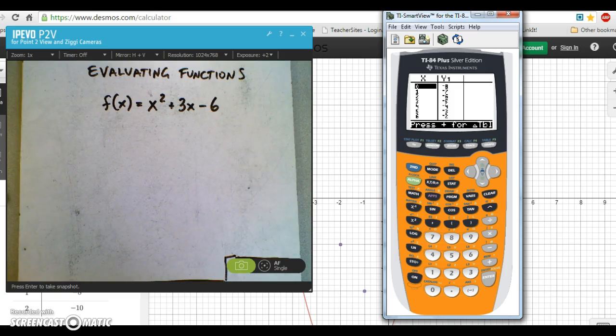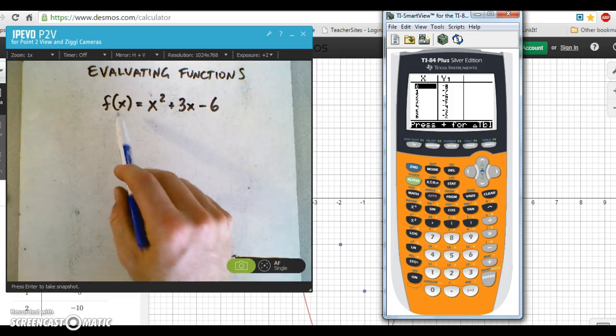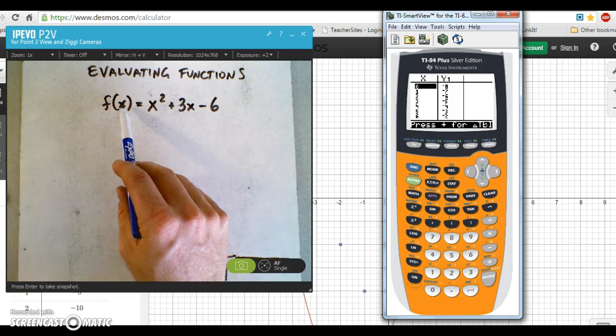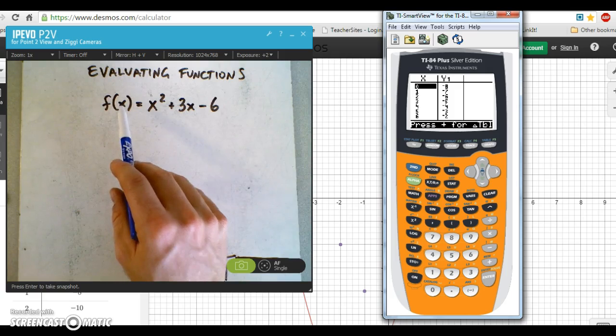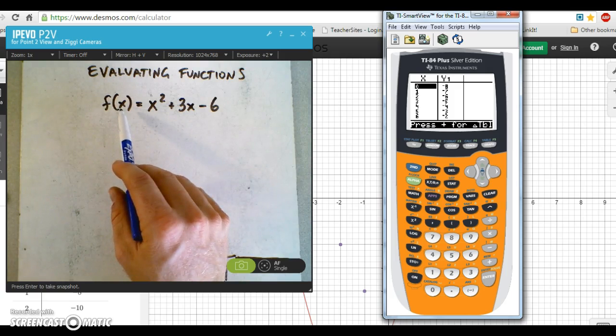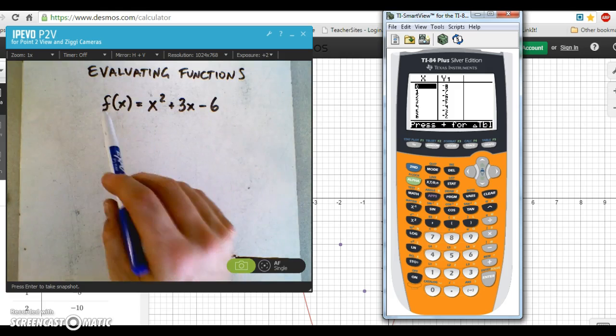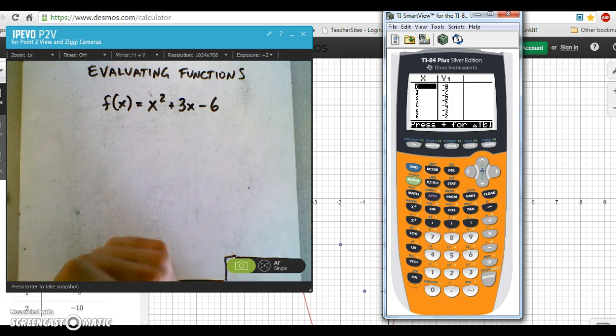So what does evaluating a function mean? To evaluate a function means I'm going to choose a value for x, our input, our independent variable. I'm going to choose a value. And what I want to know is what is the output? What is the y value when x is that particular value?